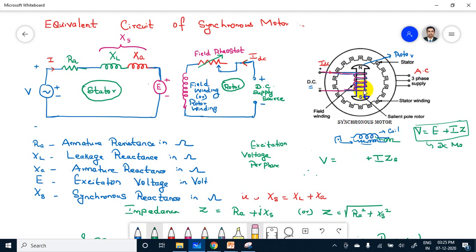Okay, here I can write minus E plus I into Zs. One second student, please wait.